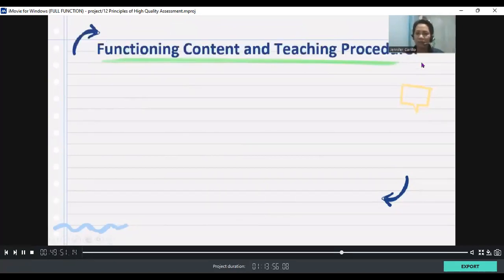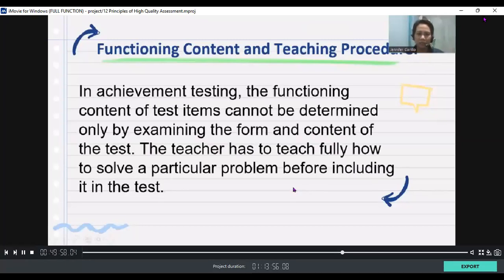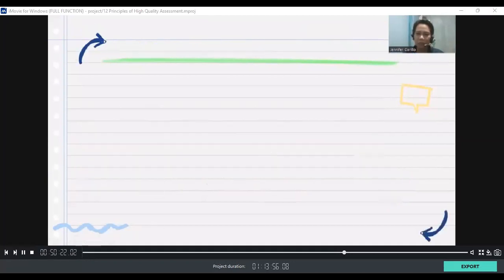Factors affecting the content and the teaching procedure. In achievement testing, the functioning content of test items cannot be determined by examining the form or content of the test. The teacher has to teach fully how to solve a particular problem before including it in the test. This means you need to make sure that what is in the test matches the discussion and the experience of your students.